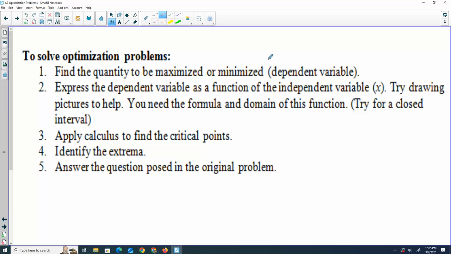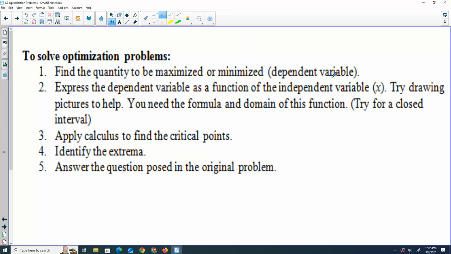Then we will find critical points. How do we find critical points? Derivative. Yep, derivative equal to 0. So if we're looking for the maximum or minimum, that is those critical points, just like we were doing when we graphed. And then we can answer our questions.